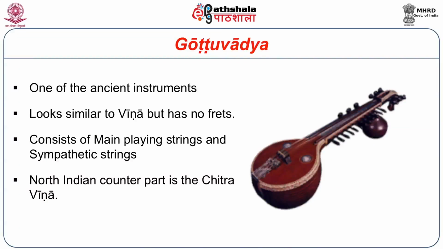The next important traditional music instrument of South India is the Gotuvadya. We see that this looks very similar to the Veena, but there is a great change in it. Although externally it looks similar, the main difference between the Gotuvadya and the Veena is that there are no frets. In the Veena we had 24 frets and the fingers were placed on each of the frets like this to give the music.